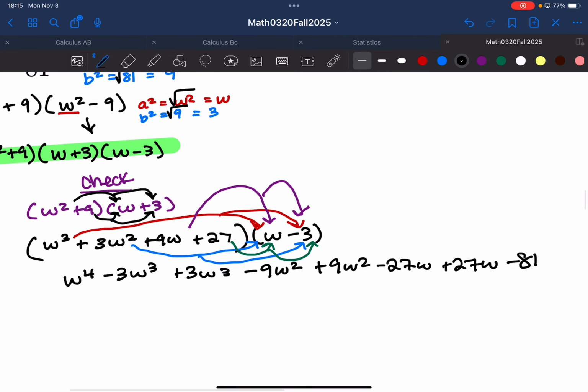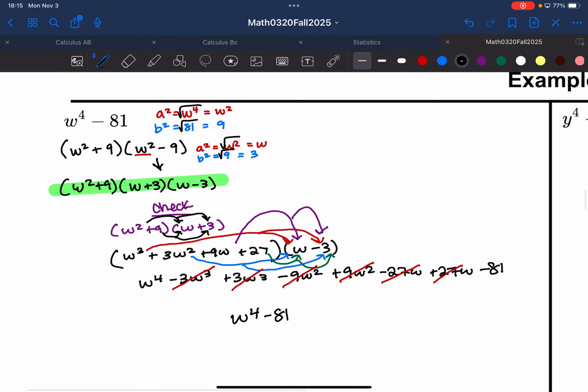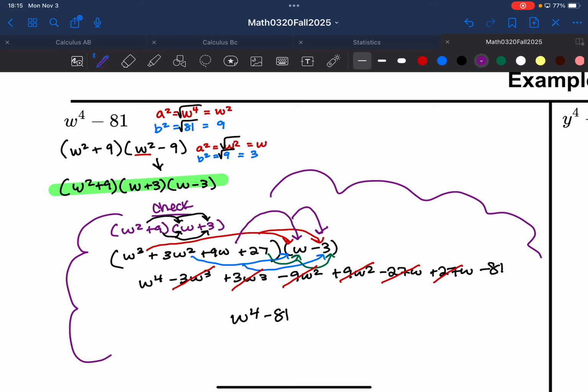Okay. So then we go through and we see if we can cancel anything. Good, because this is negative 3W cubed, positive 3W cubed. Negative 9W squared, positive 9W squared. Negative 27W plus 27W, which means we have W to the 4th minus 81, which is our original equation. So it is still possible to check your work. It's just going to take a little longer, right? Because especially if you have 3 parentheses, you're going to have to FOIL twice.